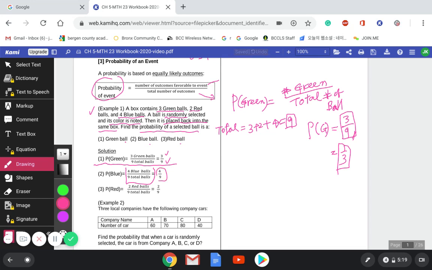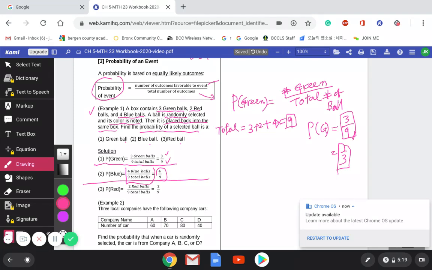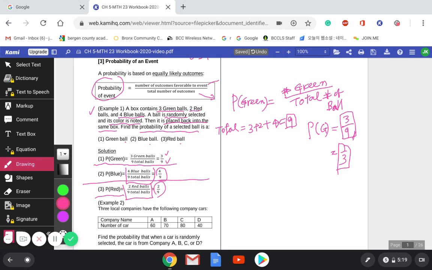Does everybody understand that? Okay. Now, when you choose one ball randomly, what would be the probability that the ball is red? Then it would be a total of 2 red balls out of a total of 9 balls. So your probability of picking that ball is 2 out of 9. Does that make sense? Good. So let's look at another example.